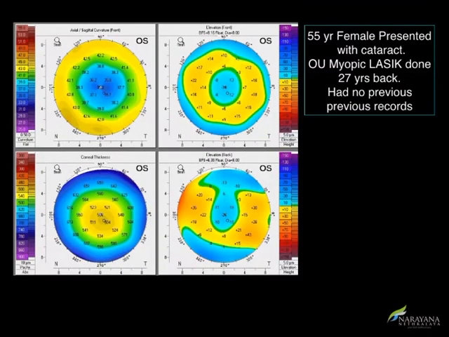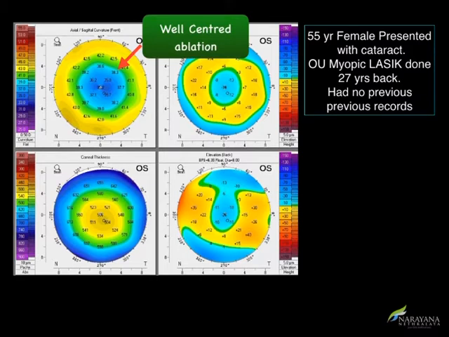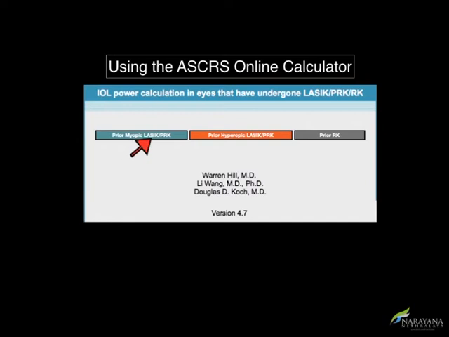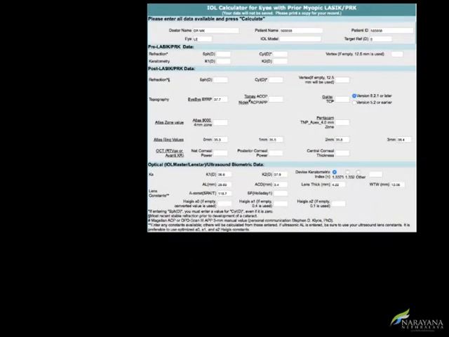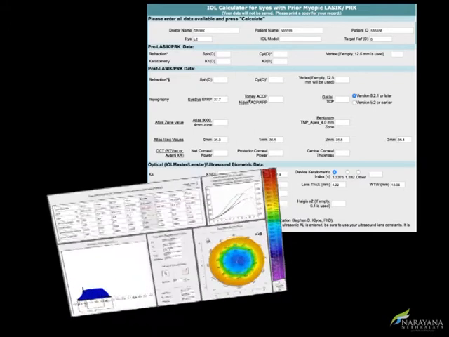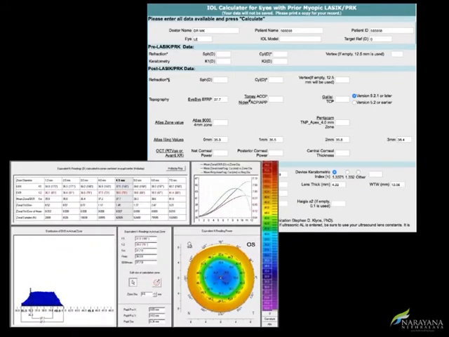Like in this case, a 55-year-old female presented with cataract. Her topography shows a well-centered ablation profile. To calculate the IOL power for such patients, we have various options. Option 1: we can calculate IOL power using the ASCRS online calculator. 65% mean keratometry with 0 to 4 mm mean zonal equivalent keratometry is used.